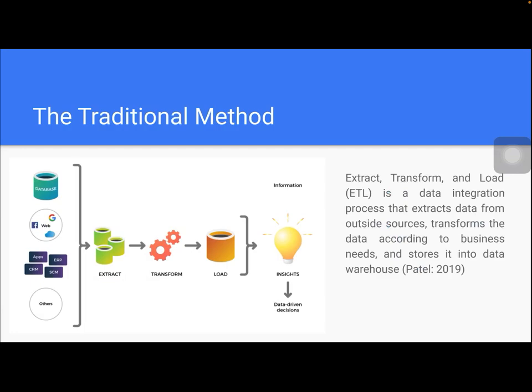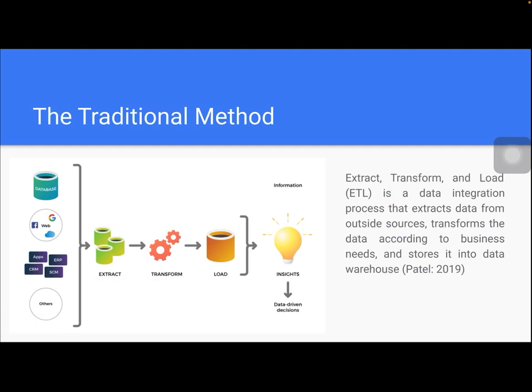So, for the last year, we have had a traditional method called ETL: extract, transform, and load. ETL is a data integration process that extracts data from outside sources, transforms the data according to business needs, and stores it in the data warehouse. This is the traditional method for data handling: from the data source, we extract the data, then transform and load it into the data warehouse. After the data is put in the data warehouse, we can make business analytics and business intelligence from it, so we can analyze it in the data warehouse.